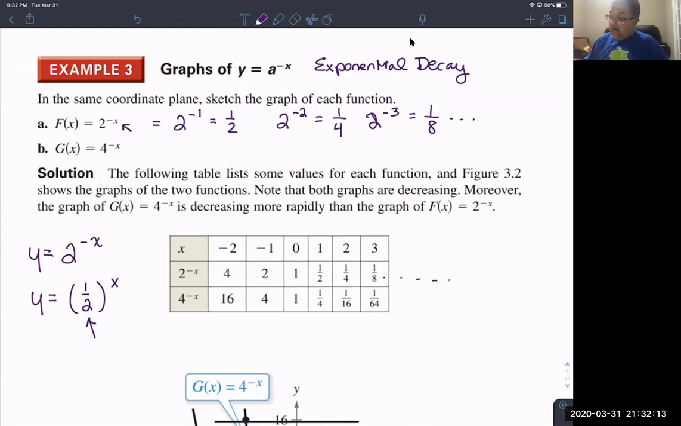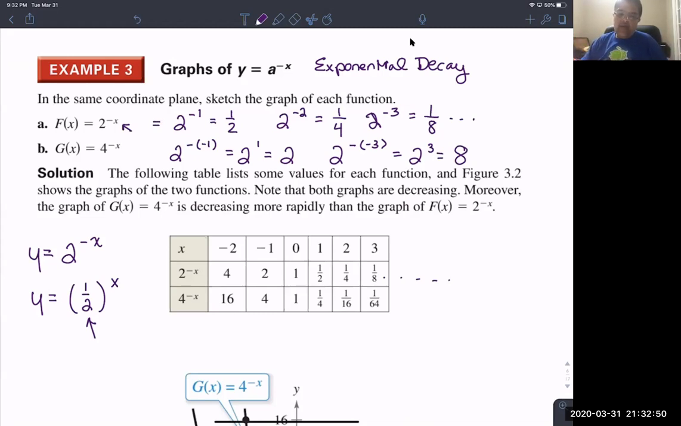Okay. Now, what happens when I go in the opposite direction? So I go more left, or more negative. Okay. So when x is -1, that's 2 to the minus -1, which makes it positive. So that's 2 to the 1, which is 2. When x is -3, I get 2 to the minus -3, which is 2 cubed, which is 8. And if you see, as I get more and more negative, I get larger and larger.